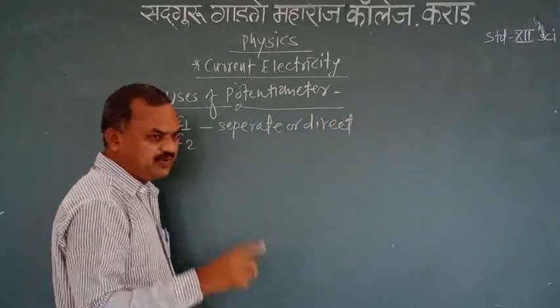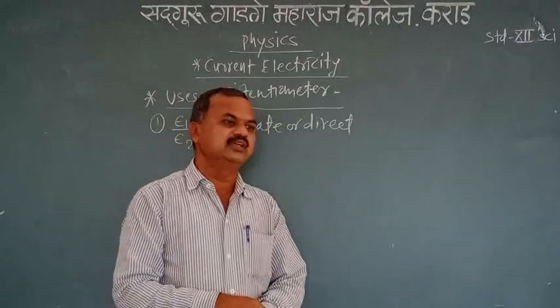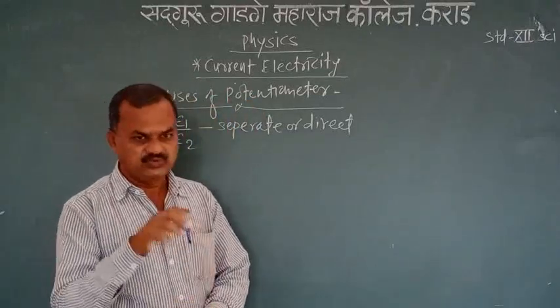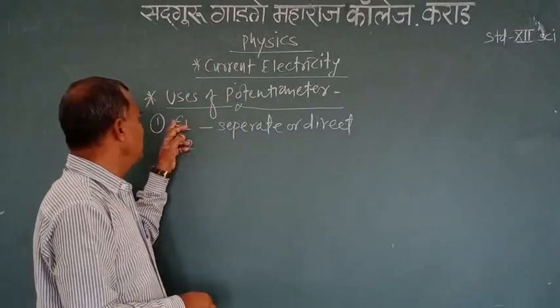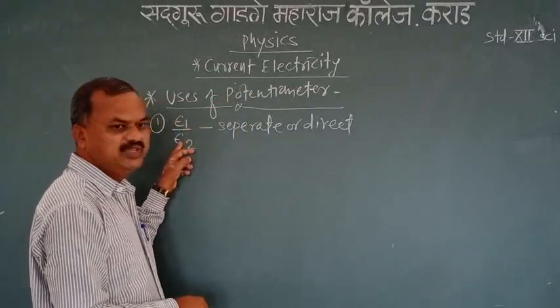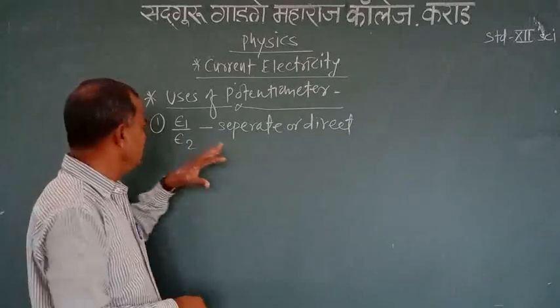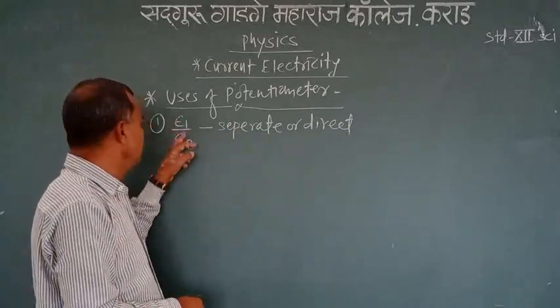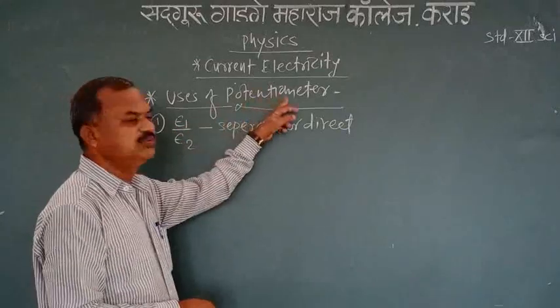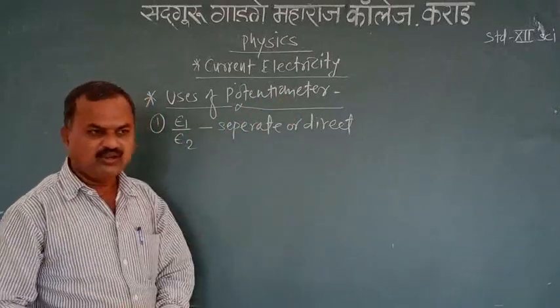Let E1 be the EMF of first cell and E2 be the EMF of second cell. We have given 2 cells having EMFs. First cell having EMF E1, second cell having EMF E2. Then compare the EMFs of given 2 cells, that is E1 by E2, using potentiometer by separate or direct method.